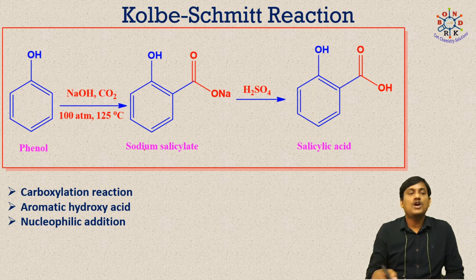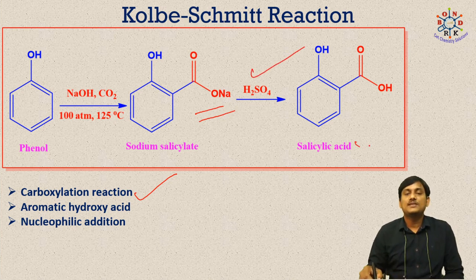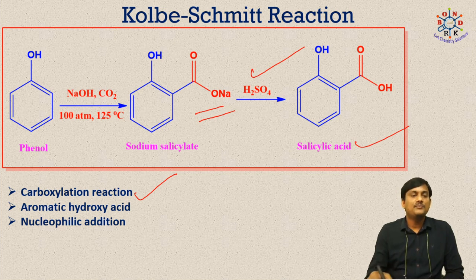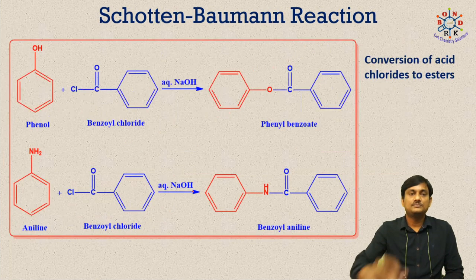Kolbe-Schmitt reaction is a carboxylation reaction. At the ortho position, there is a carboxylation. There is a substitution of carboxylation. When you treat phenol with CO2 in sodium hydroxide at high pressure, 100 atmospheric pressure and 125 degrees centigrade, there is a formation of sodium salicylate. Upon treating with H+, there is a formation of salicylic acid. Here there is a formation of aromatic hydroxy acids. It is an example of a nucleophilic addition reaction.